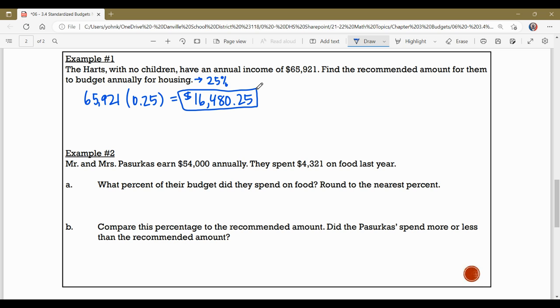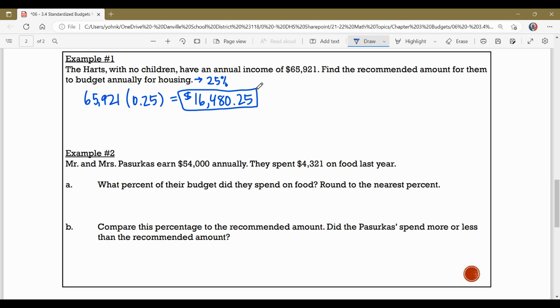Okay, example number 2. Mr. and Mrs. Pasurkis earn $54,000 annually. They spent $4,321 on food last year. What percent of their budget did they spend on food? Round to the nearest percent.